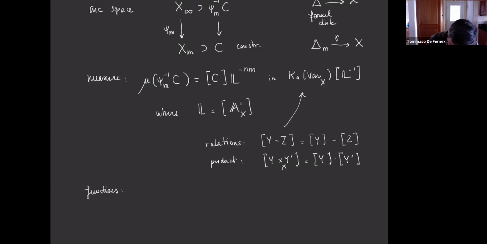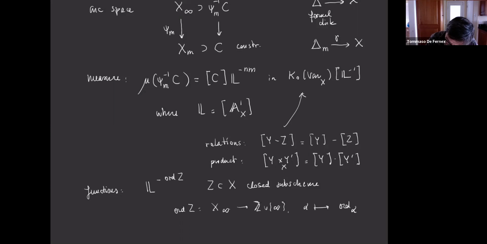So functions are going to look like L to the minus order along Z, where Z inside X is some proper closed subscheme, maybe a divisor, for instance. And you notice that the order along Z is a function on the arc space. Let me make this right. On Z infinity, it takes an arc alpha to the order of contact of alpha with Z.